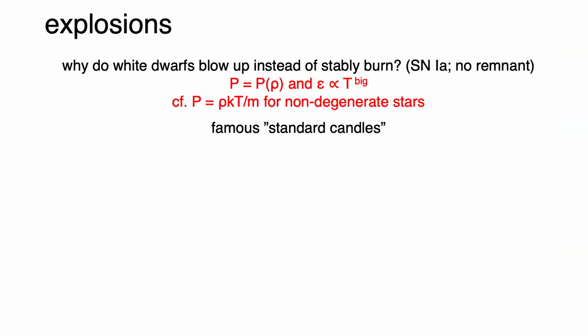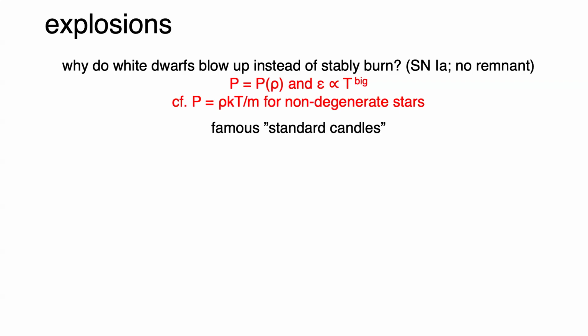So white dwarfs can blow up. Why do they blow up instead of stably burning? This is because of nuclear reactions. They blow up because of nuclear reactions, but why doesn't something like the sun blow up? Well, white dwarfs are degenerate, right? So that means that P goes as rho to the 5/3, or more precisely, or less precisely, P doesn't depend on temperature very much, right?